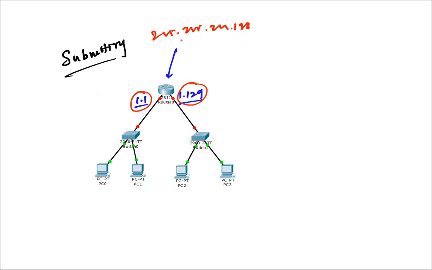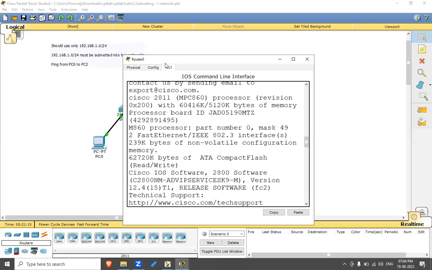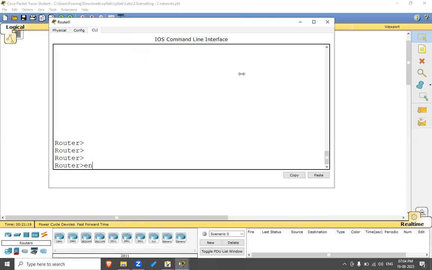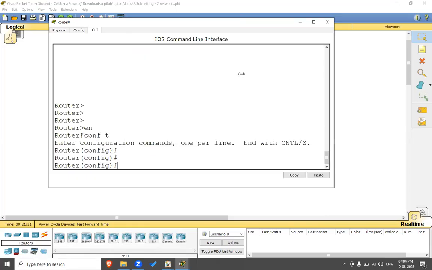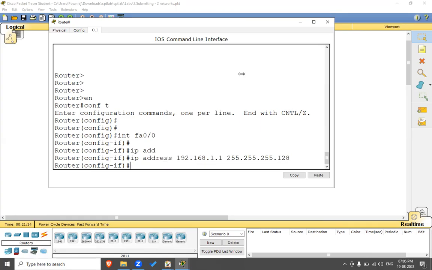Now let's use the configuration, but this time with this mask on the router. Let's go back to the same router which was throwing the error. I'll go to router 0, enable, configure terminal, interface FA0/0, IP address 192.168.1.1, 255.255.255.128. That is very important: you have to change the mask to 128.